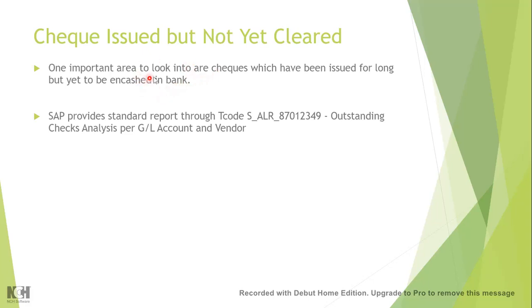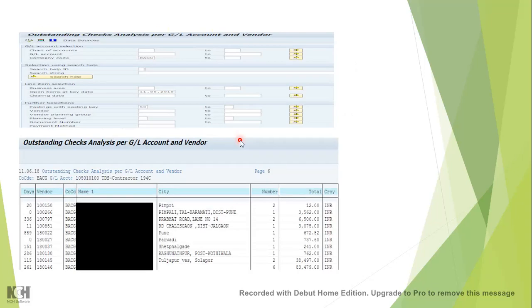To get the report on that, SAP provides a very nice standard transaction code, S_ALR_87012039, outstanding checks analysis per GL account and vendor. Let's see how the report looks. This is the screen, and as you can see, it shows the vendor and for how long these checks have been issued and are due. This is a sandbox system, so don't use it as a reference point, but this is the way the report will appear.